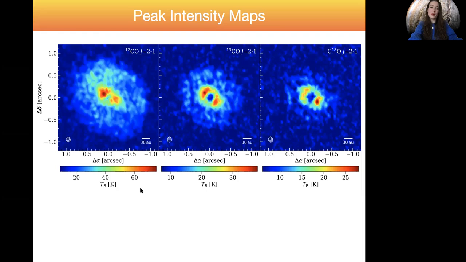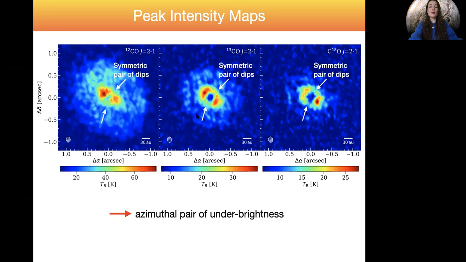From the channel maps, we can construct intensity maps, and I'm showing here the peak intensity maps for all 3 CO isotopologues. We converted to brightness temperature with the Planck law. First of all, we clearly see that there's a gas cavity present. On top of that, we found some underbrightness along the minor axis. Here we have to be careful because this can be a beam dilution effect, and we tested for this with some synthetic image cubes. Indeed, we find that beam dilution can mostly explain the presence of these dips.